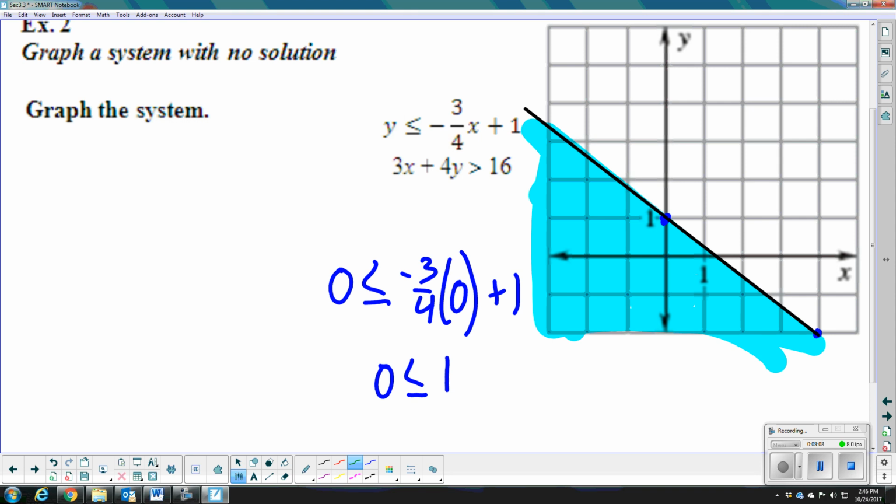So the first one, we'll do the y-intercept first because it looks easier, but it doesn't matter which one you do first. So 4y equals 16, y is 4. So my y-intercept is 4. My x-intercept is when y is 0. So 16 divided by 3, which is 5 and 1/3, which is just a little bit off my graph, but you can estimate. And for this one, since it's just 3x plus 4y is greater than, I have to use a dotted line.